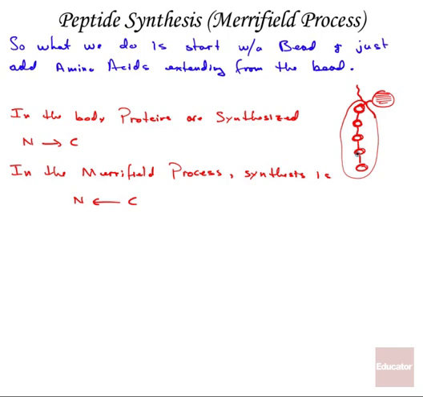But you should know that in the body, it's actually built from N forward. You're adding amino acids. Here, you're adding amino acids backward. You're starting from the carboxyl end, and you're going back that way. Okay. So let's go ahead and illustrate the procedure with an example. We're actually going to build a tripeptide.